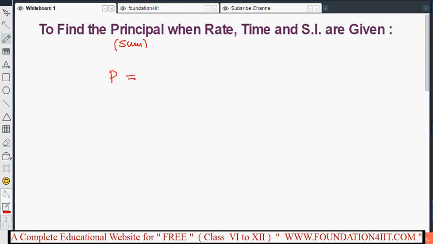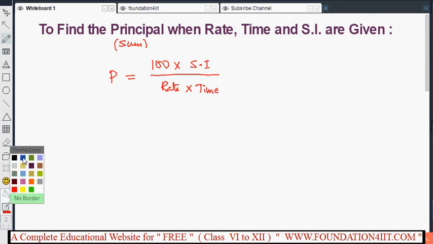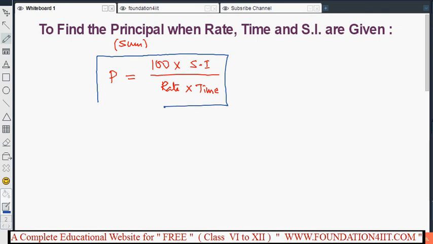That is P is equal to 100 into simple interest by rate and time. So rate percent into time. This formula will apply to find out the principal when simple interest, rate and time are given. A few problems we'll see, how we can solve using this formula, which are related to some word problems also.